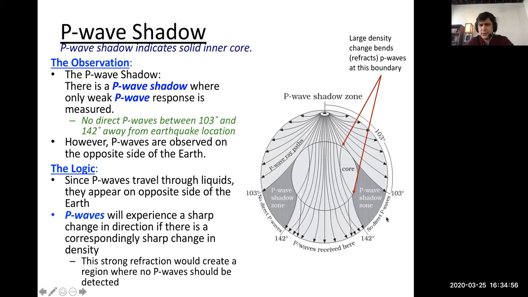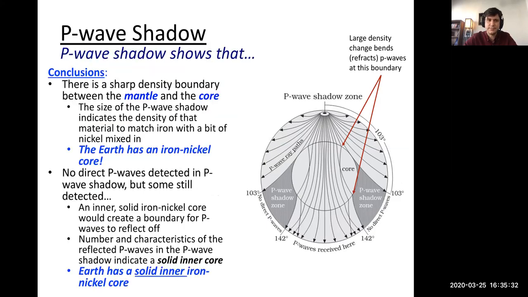And then from 103 degrees to 142 degrees, again, don't remember those numbers. You don't have to. But those are the numbers we measure. You get no direct P waves, and then, oh, we pick up P waves again. We see them on the opposite side of the Earth. They can travel through that liquid core. And it's symmetric, so we have these two regions from 103 degrees away from the earthquake to 142, where we have a P wave shadow. We don't detect any direct P waves. So what is this telling us? How can we interpret this information to learn about the interior structure of the Earth?